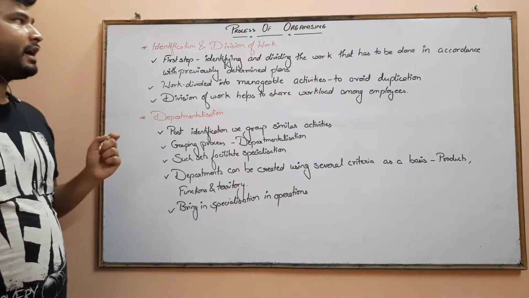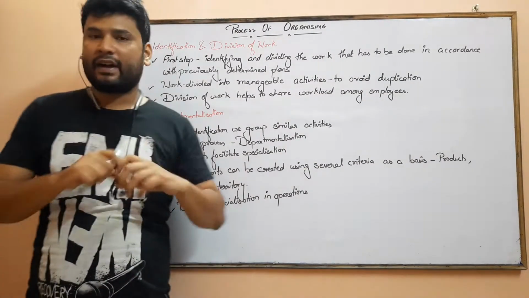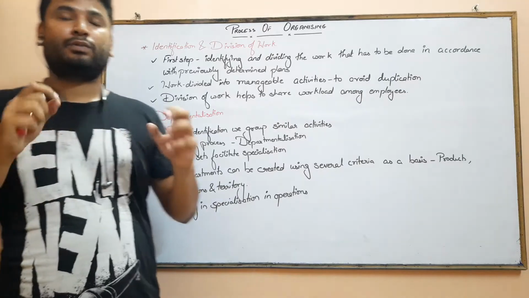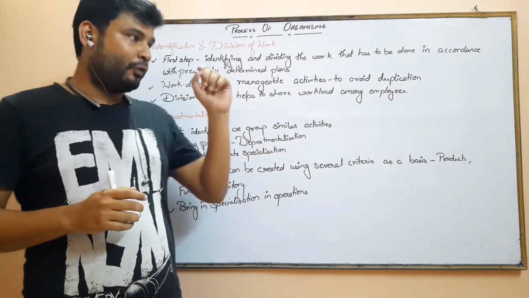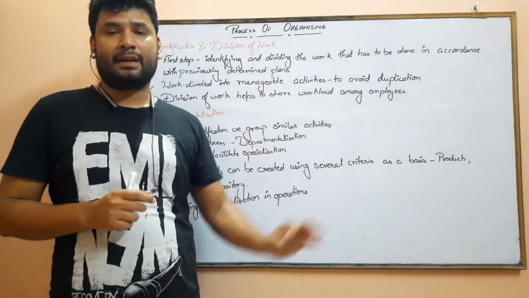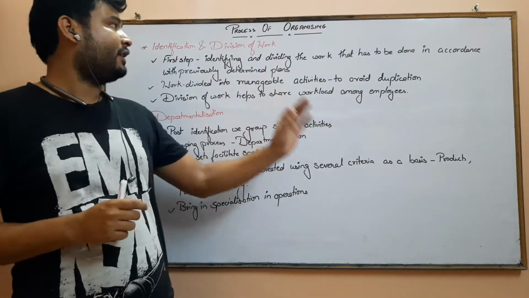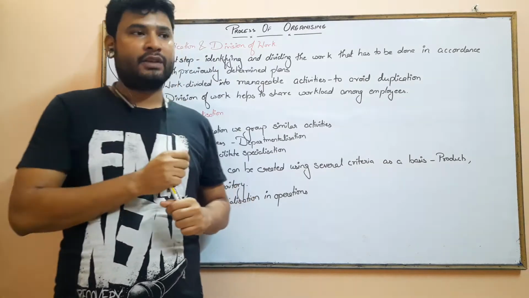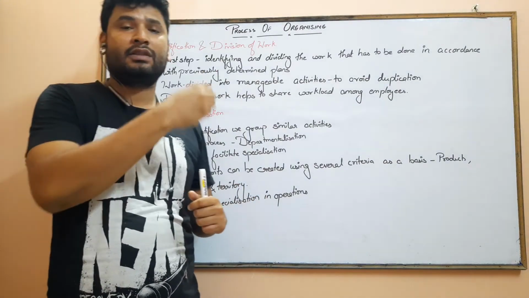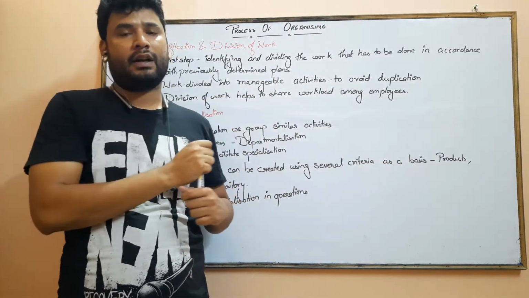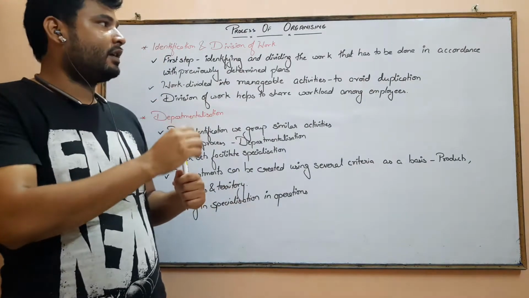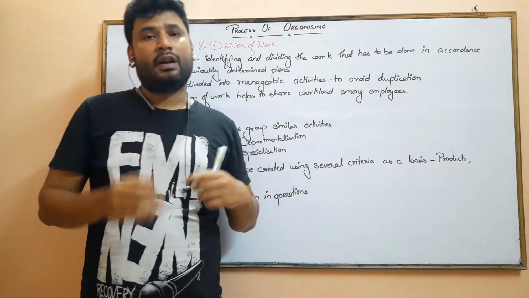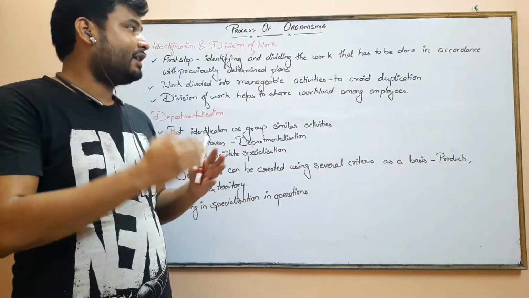Now, what do you understand by identification? What we have identified in the plan is the work to be done. Which work is being done by which employee is identified over here. So we have to identify the employees, the role of that particular employee in the work, and then divide the work among those employees so that there should not be any duplication in the work.